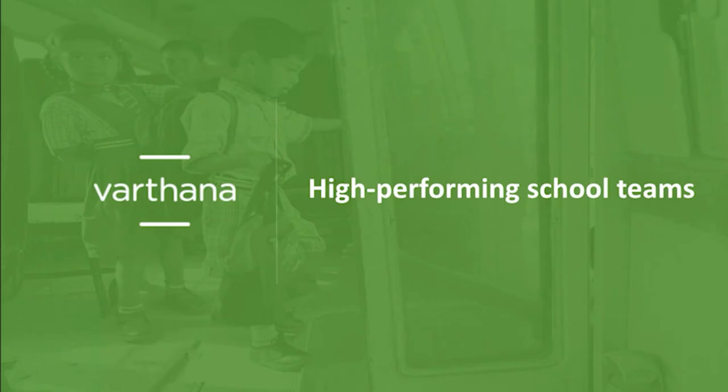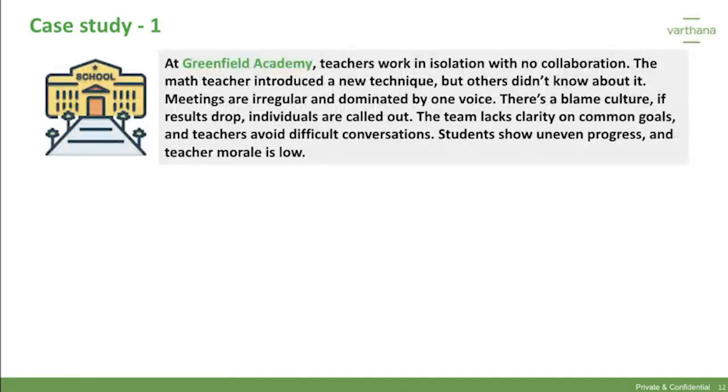To understand this better, let's look at a real life example from a school where the team is struggling to function well. This is a case study from Greenfield Academy. It will help us identify what can hold our team back and why those team traits matter. So I request one volunteer to please unmute and read out the case study for us. Anyone can. You have to read out this case study for all of us.